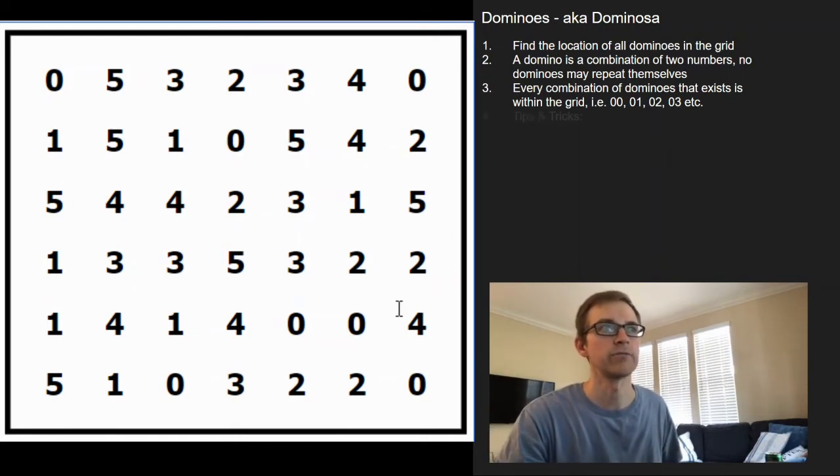So that's it for the rules. What I'm going to go ahead and do is try to solve this puzzle for you guys and share some common tips or tricks that'll hopefully make it easier for you to solve them yourself in the future. So the good place to start is going to be the corners.